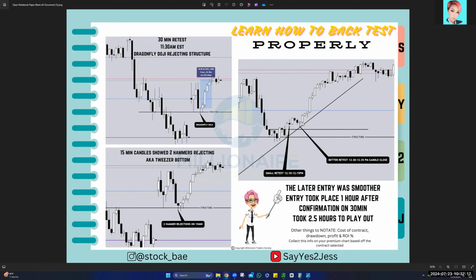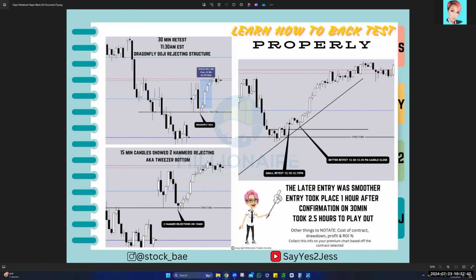The next thing that I look into is how long did it take to play out? This trade took 2.5 hours to play out. So it took an hour after the retest, the Dragonfly retest on the 30 minutes for the cleaner setup, and then it took 2.5 hours to play out. Return on this was absolutely amazing. So now I have data that I can work with.